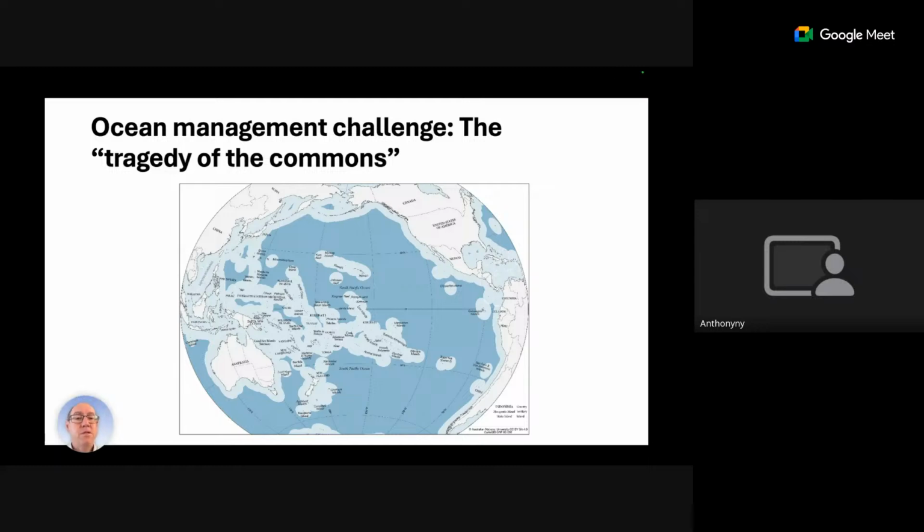So that governance is difficult, and it's made even more difficult in the dark blue area because these are the high seas. So no one owns them, or we own them globally. So that's really difficult to make protected areas in that area because the world has to come together, or to manage fisheries, etc.